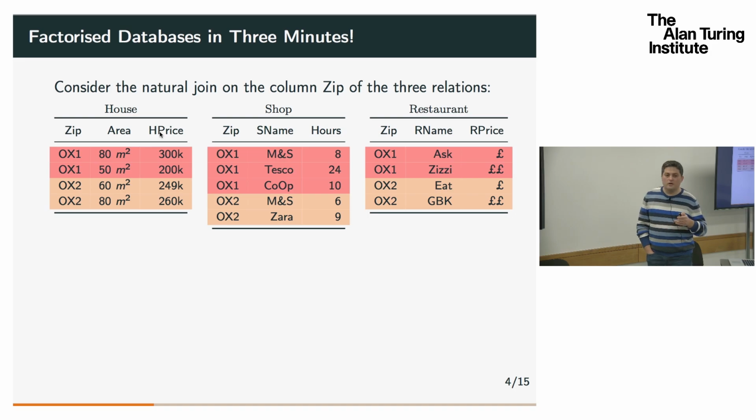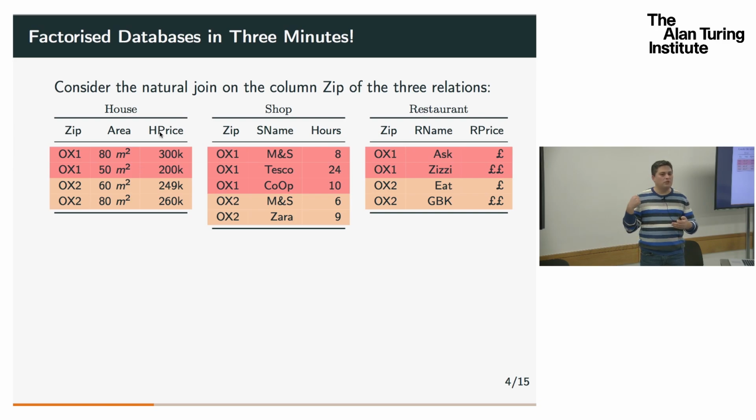Then we have shops. Again, within a certain zip code, we have a shop with a name and the hours it is open. And we also have restaurants, also within the zip code and with the name and prices. What people usually do is merge this information. The information is usually normalized, and after that they want to denormalize it, to bring it back together. How do you bring it back together?